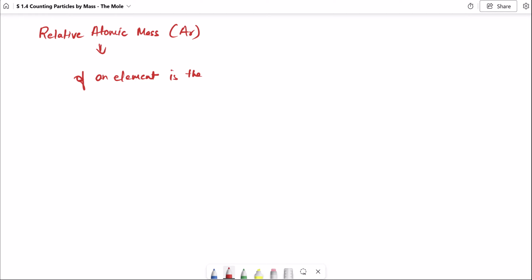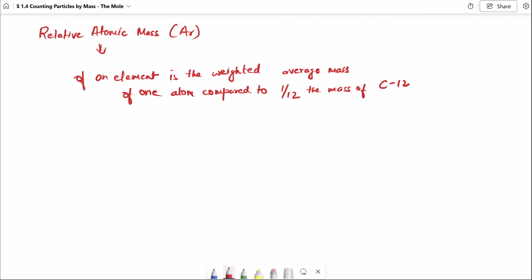is the weighted average mass of one atom, and we are going to compare this mass to 1/12th the mass of carbon-12 atom. This is called relative atomic mass. So the relative atomic mass is, now the question is how to determine.